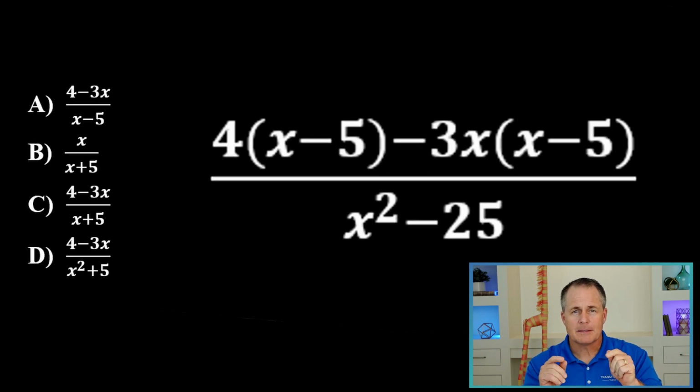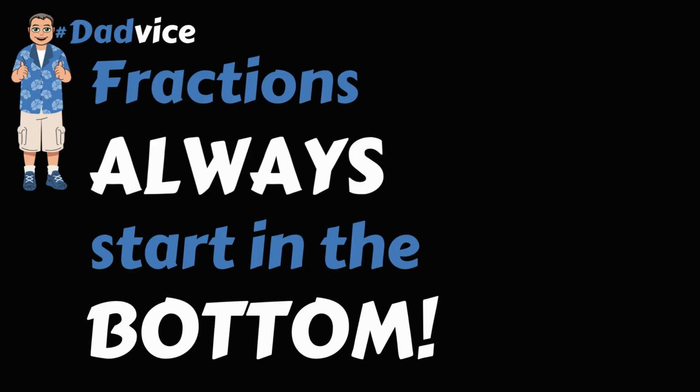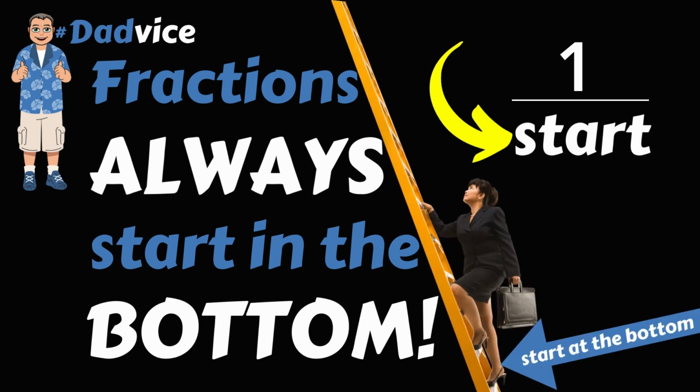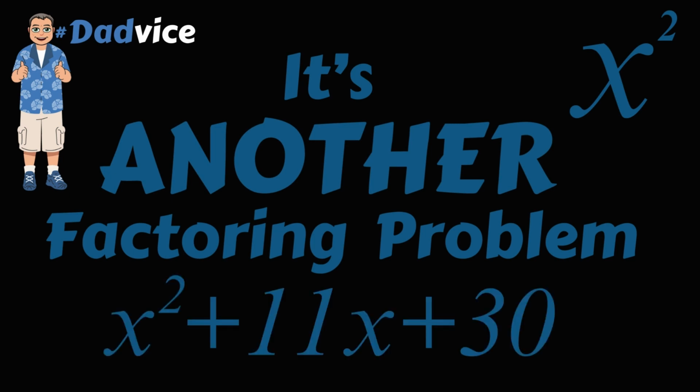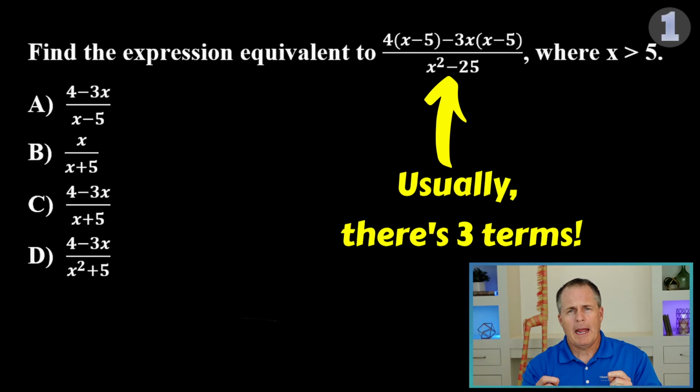Well, this problem is a fraction problem. So let me give you a little Dadvice. Over the years, I've learned that fraction problems always start in the bottom. It's like a ladder. You start in the bottom. I've also learned when I see an x squared, it's another factoring problem. So, how can you factor the bottom? That's a special one because it's missing the middle term. It's known as the difference of two squares.